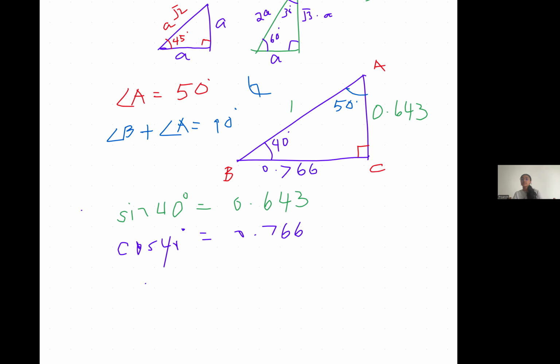That makes sense. Correct. Now, I'd like you to verify, does it satisfy the Pythagorean theorem? That is, how will you verify? Tell me. Well, I know that c squared is just going to be 1. So what I would do is 0.643 squared plus 0.766 squared, square rooted. Do it and check. What do you get?